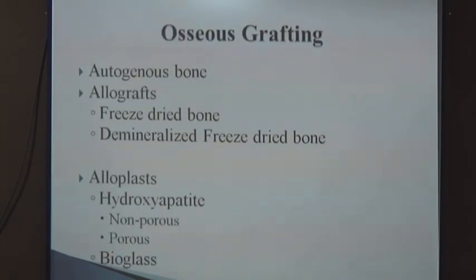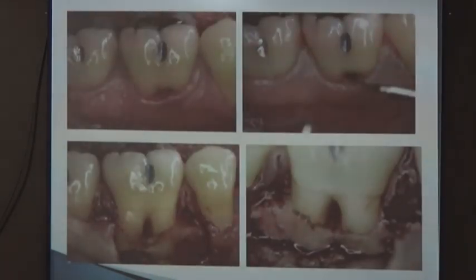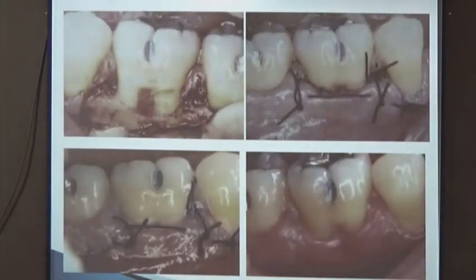Osseous grafting: autogenous, allograft, alloplast and bioglass. These are all figures where they are putting the graft. See the graft. Then approximating, they are suturing it out. Okay.